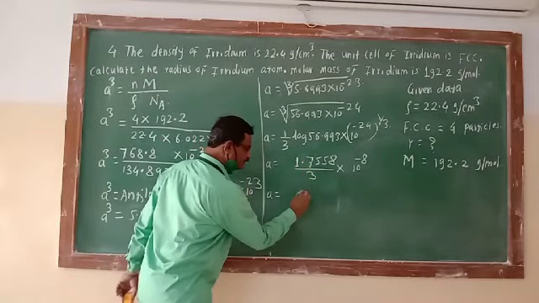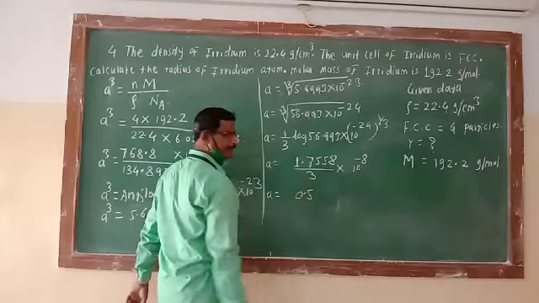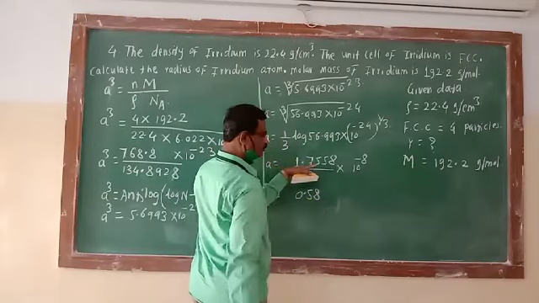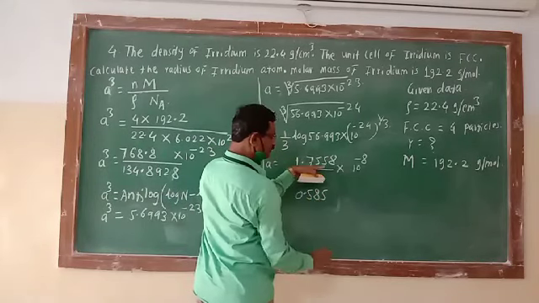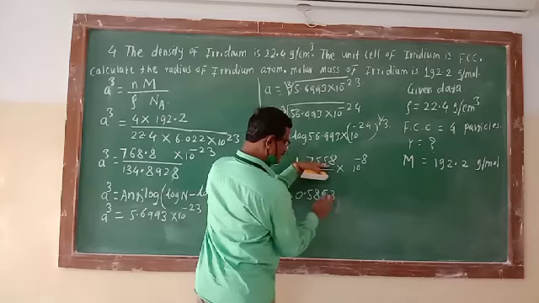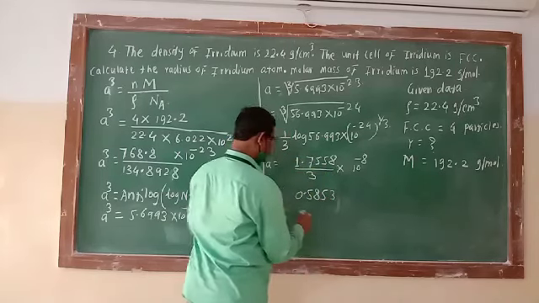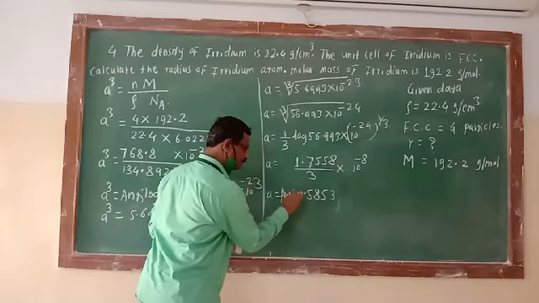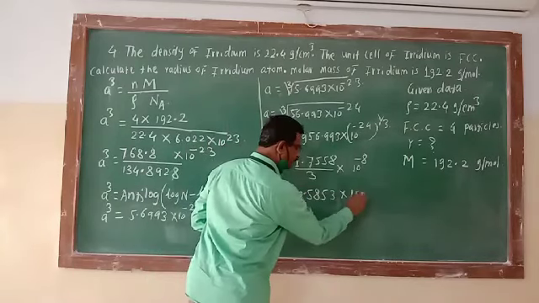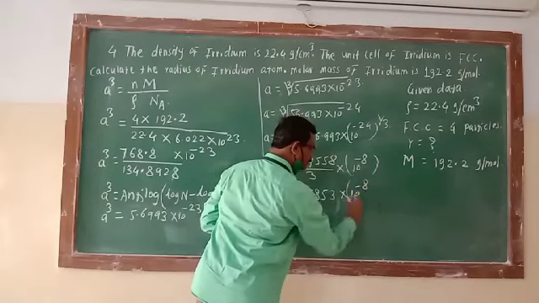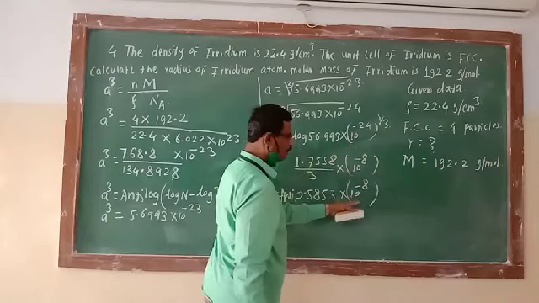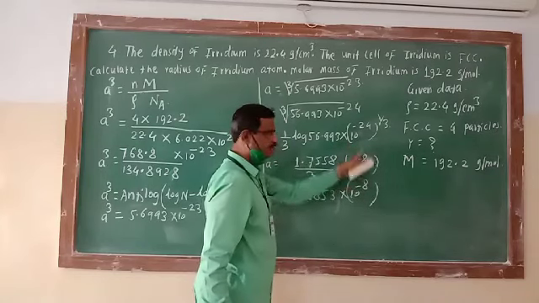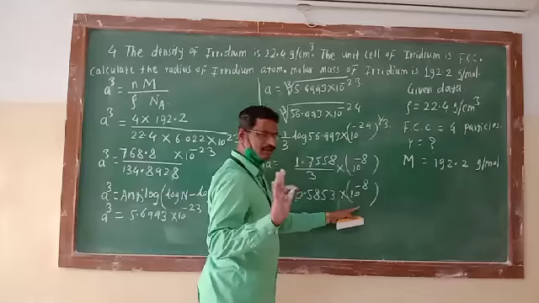3 5s are 15, 3 8s are 24, 3 5s are 15, 3 2s are 6, 3 3s are 9, 0.5853. And now we have to see the anti-log of this term, into 10 raised to minus 8. This we have solved completely. Now there is no question of observing the log of anti-log of this term, because we have solved it completely.